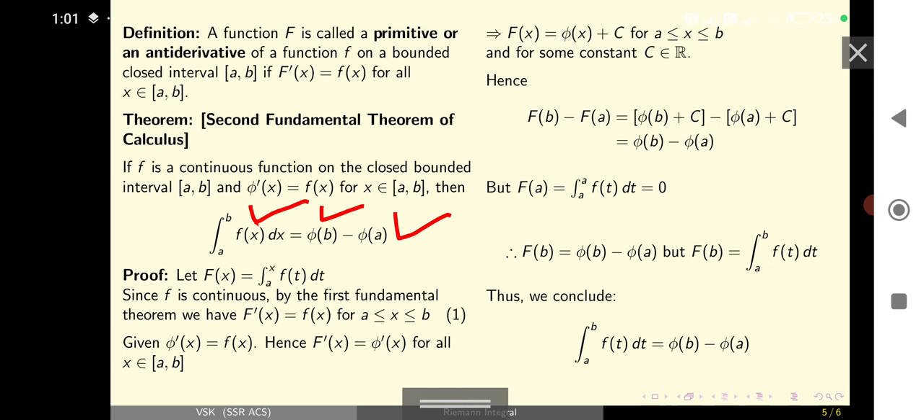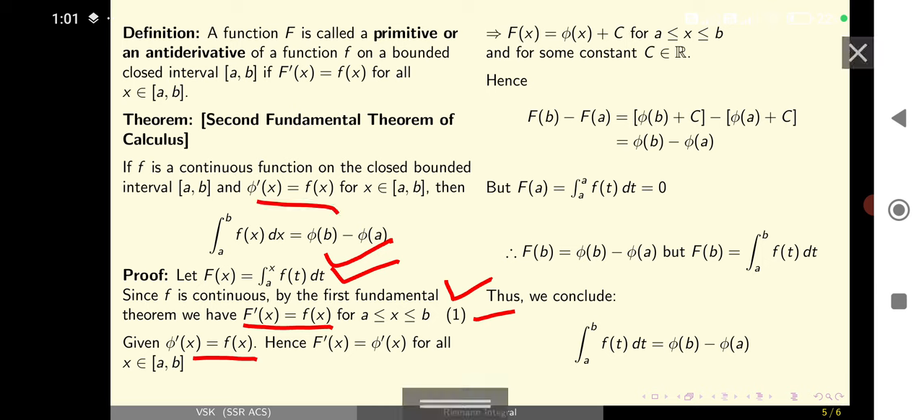So let us start with capital F(x) equal to the integral from a to x of f(t) dt, as we have seen in the previous theorem also. Since f is continuous, by the first fundamental theorem, from this relation we obtain that F'(x) is equal to f(x) for all x which lies between a and b. That we have seen in the first fundamental theorem. But what is given? That phi'(x) is equal to f(x). That is, phi is given as an antiderivative of f(x).